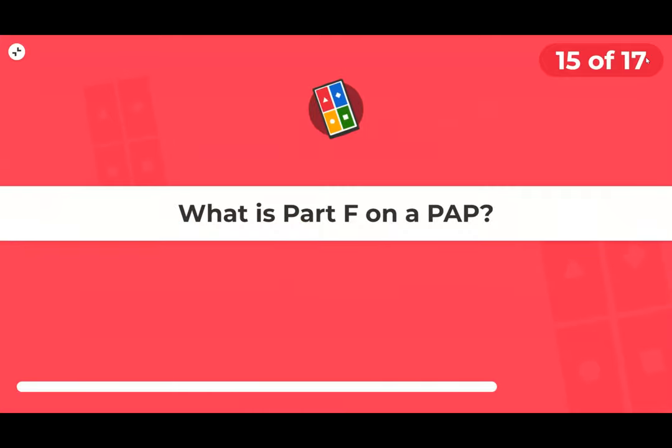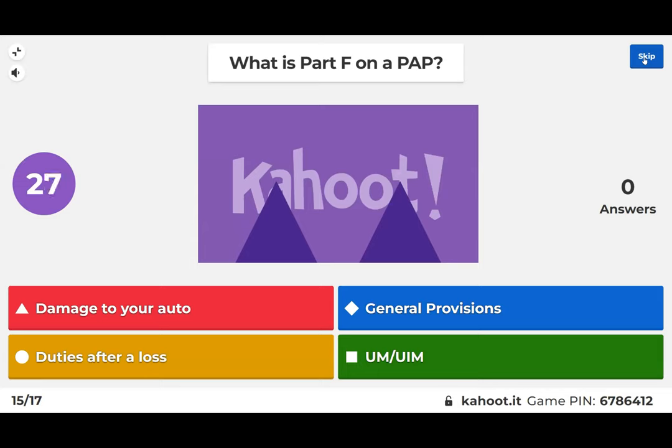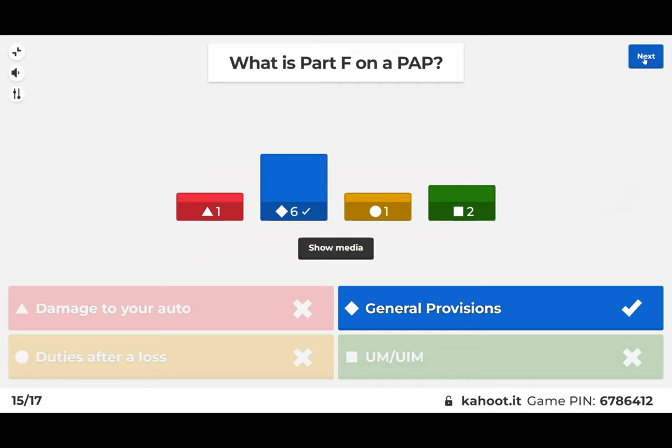What is part F on a PAP? General provisions, yes. So part E and F are not tested very much, and they're not even like an actual coverage. Like part A, liability, part B, medical, part C, uninsured motorist, part D, damage. E is duties, and F is provisions. They're not even actual coverages, they're more like rules.